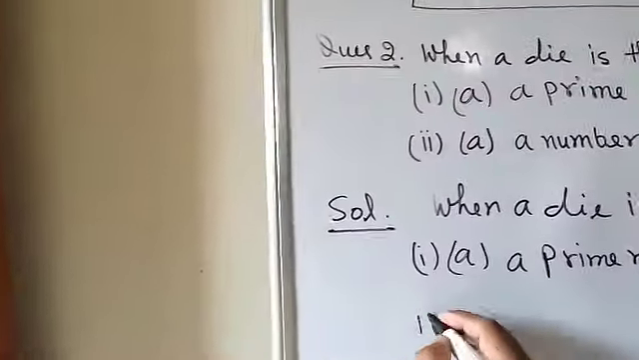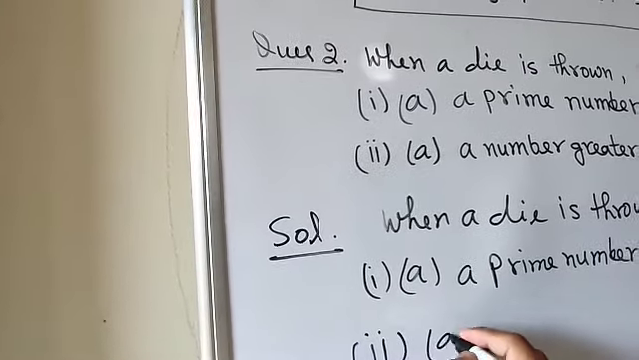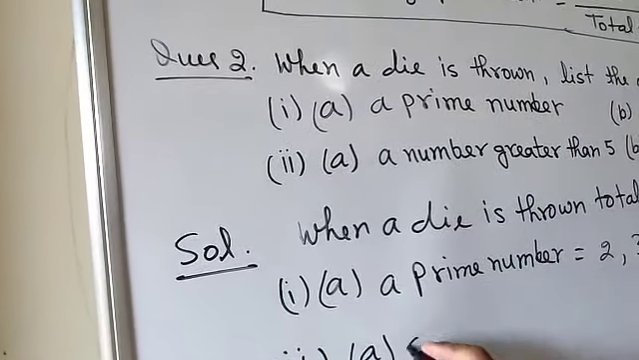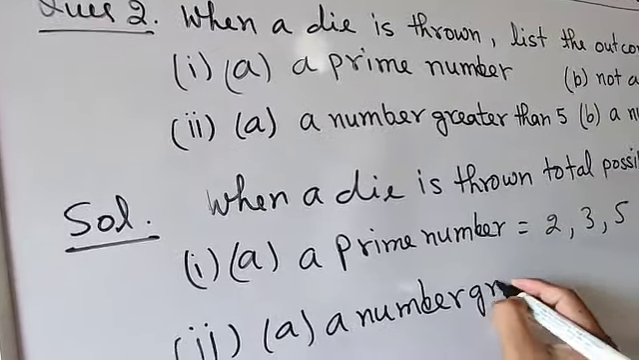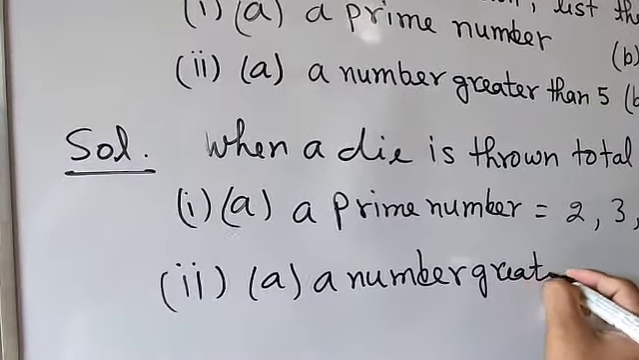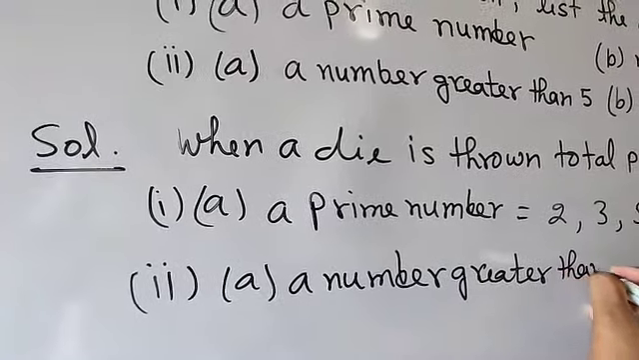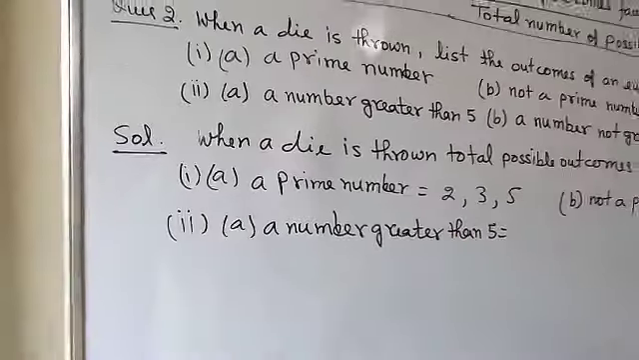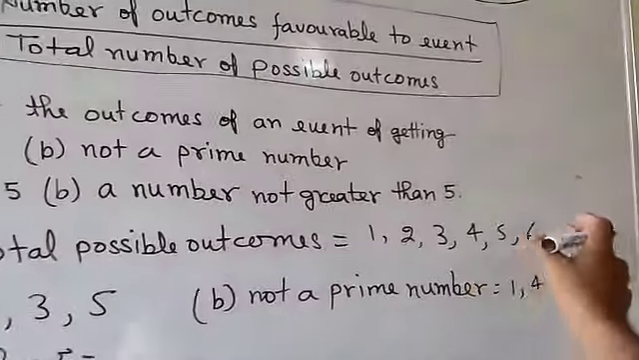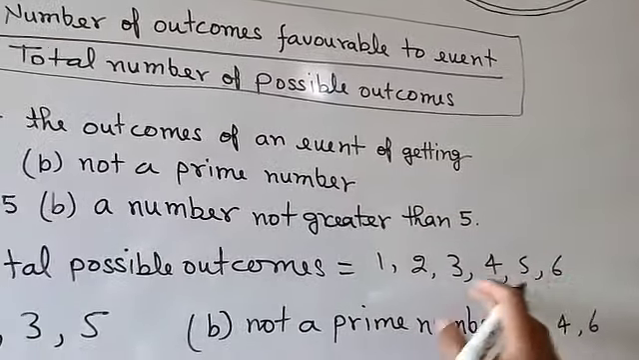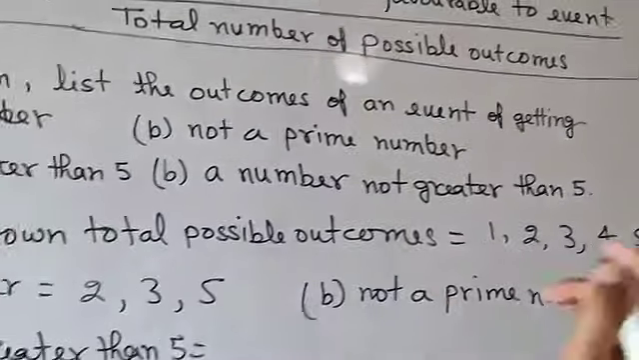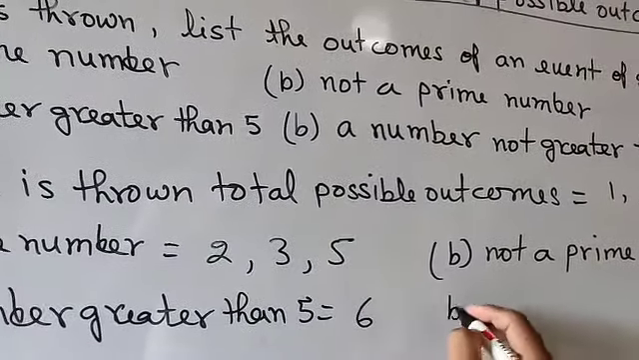Now second part. A number greater than 5. So these are the possible outcomes. You will only get numbers from 1 to 6. So what is the number greater than 5? That is 6.